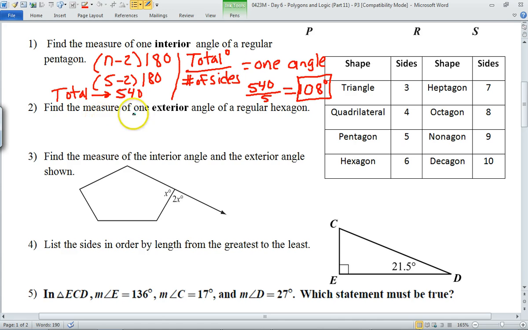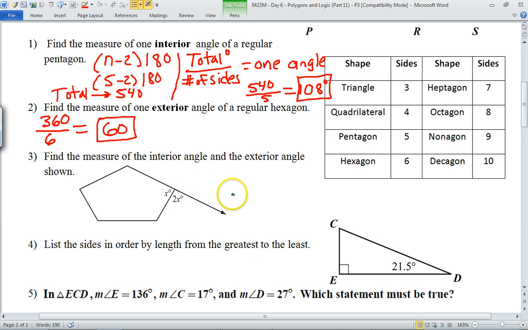Number 2, find the measure of one exterior angle. Well, this is a little more simple. We're still doing total divided by the number of sides equals one angle. But I hear John over here saying the total is going to be 360. It says hexagon. How many sides is that? That's 6. So total divided by the number of sides gives you one angle, 60. So that's your answer, number 2.